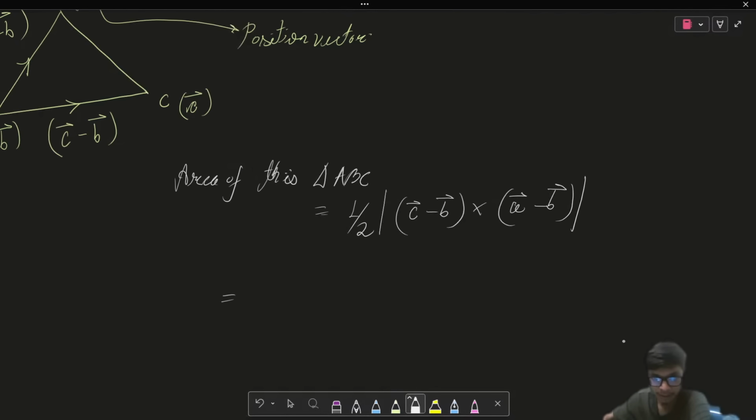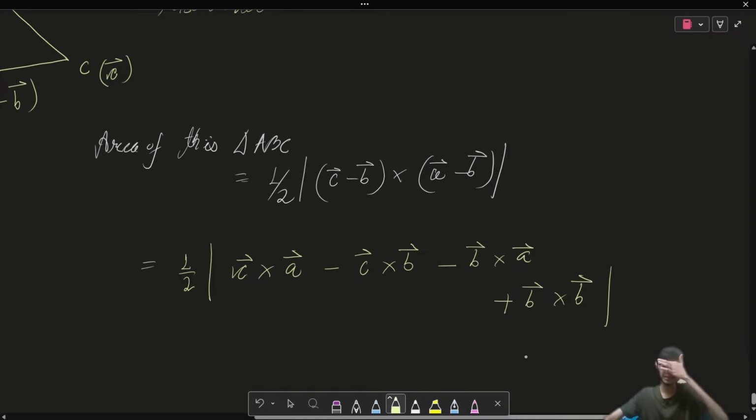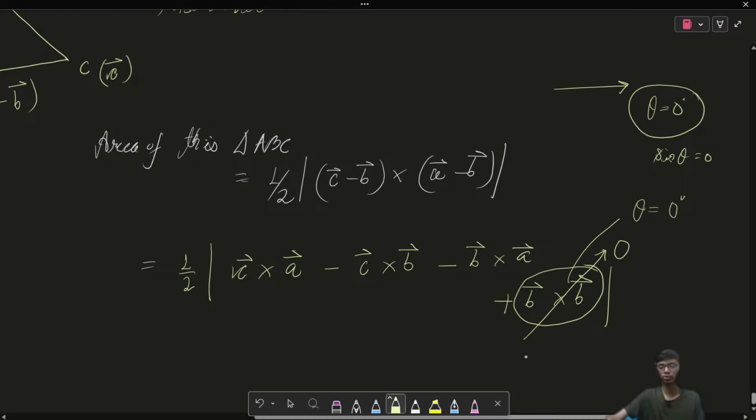So let's simplify this expression and obtain a very general result in terms of A, B and C. There will be half times mod of, performing this cross product step by step: first C cross A vector minus C cross B vector minus B cross A vector plus B cross B vector, right? Now the interesting part is that whenever I have parallel vectors, a cross product of a vector with itself has the angle theta as 0 degrees, so sine theta is equal to 0, and this cross product vanishes to 0.